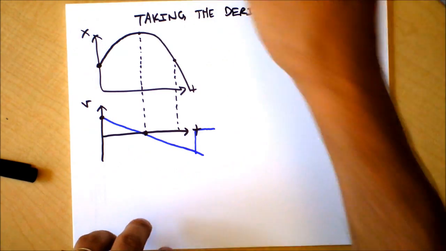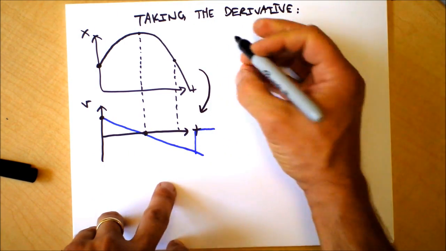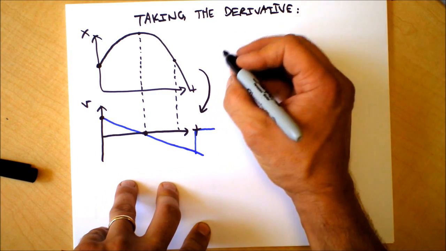That's the velocity of the pig as a function of time, and this process is called differentiating, or taking the derivative.